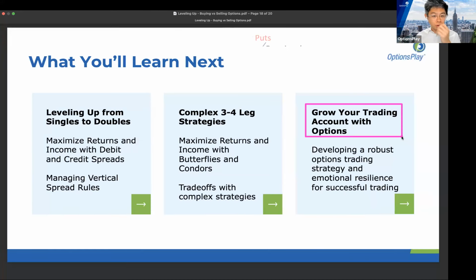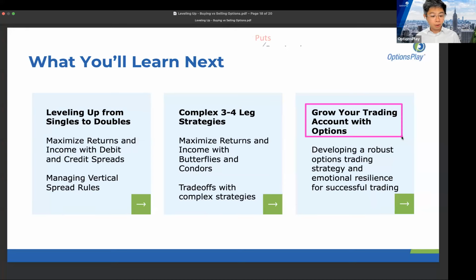that helps you grow your overall account, which is why my goal here is not just to teach you these option strategies. These option strategies are really important. You need to understand it. But if you don't understand it in the context of how it can make you a successful trader, I would say that we haven't done our job.